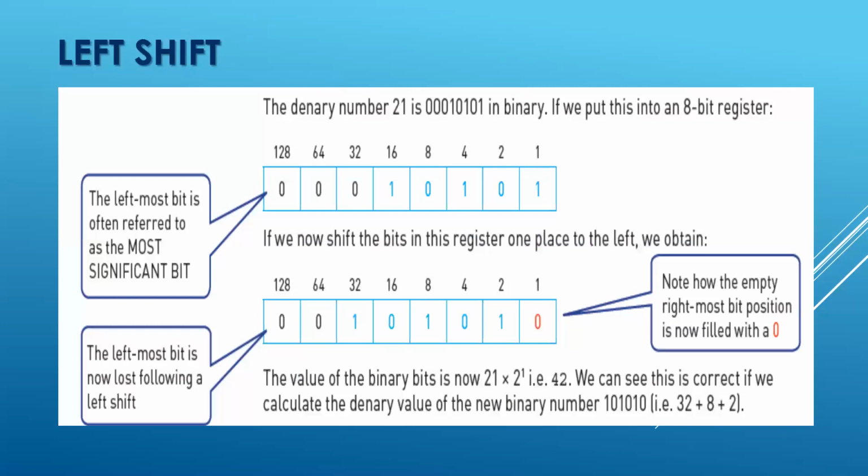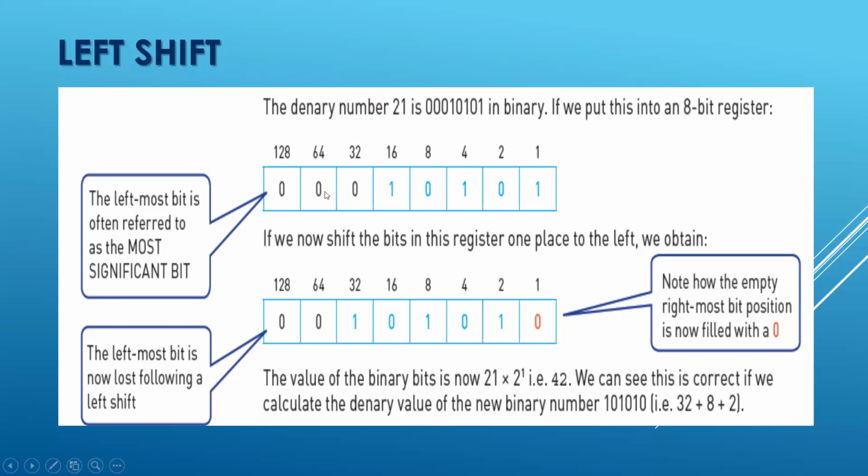Now, just a question to handle. How is it being handled? Now you can see the denary number 21, and its equivalent binary value, as I'm saying it from the MSB, which is on the leftmost side, is 00010101. If I am asked to shift the value one place to the left, you can see this leftmost bit that is present on location number 128 will be moving out of the byte, and then 64 will move to this location.